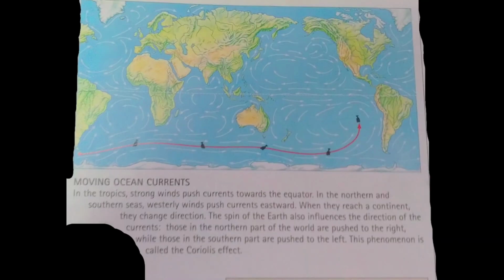Moving ocean currents. In the tropics, strong winds push currents towards the equator in the northern and southern seas. Westerly winds push currents eastward. When they reach a continent, they change direction. The spin of the Earth also influences the direction of the currents. Those in the northern part of the world are pushed to the right, while those in the southern part are pushed to the left. This phenomenon is called the Coriolis Effect.